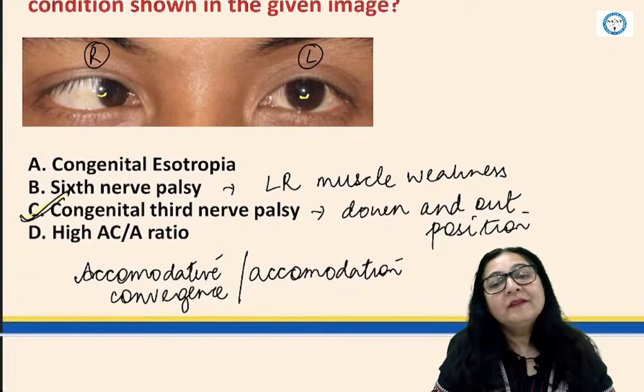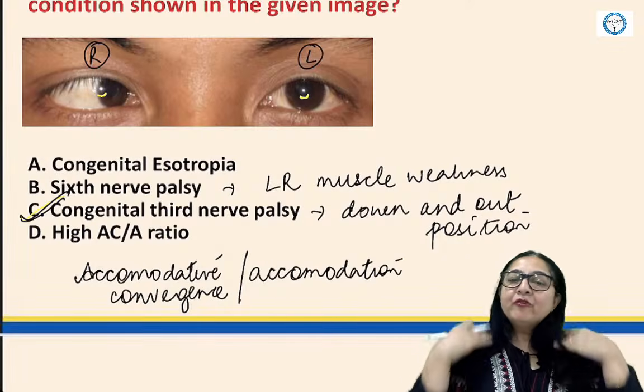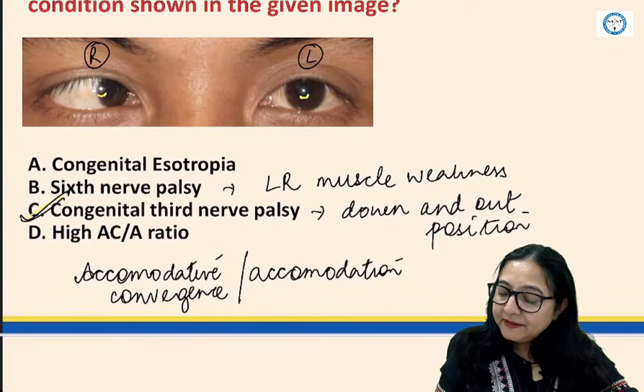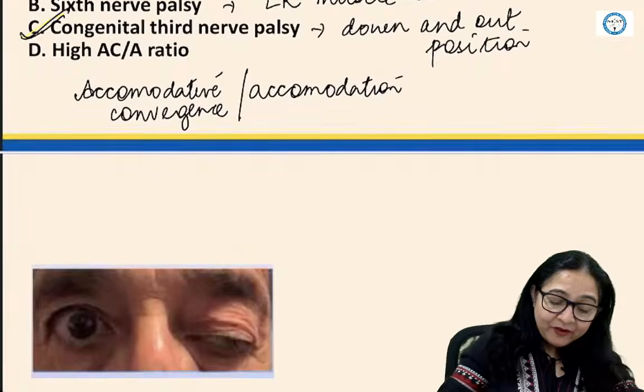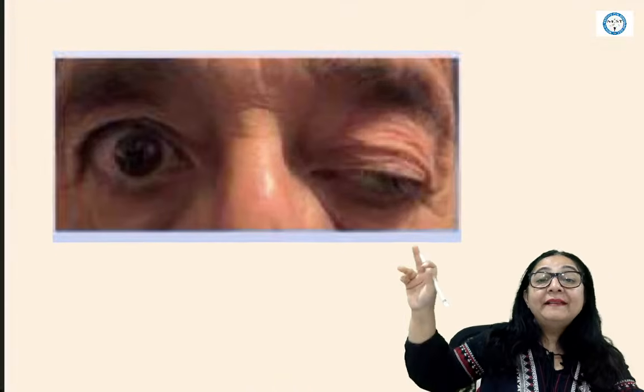Yeah, the most common cause is hypermetropia, which is the refractive type of accommodative esotropia. Very nice. So all of you have your concept clear about third nerve palsy as well.